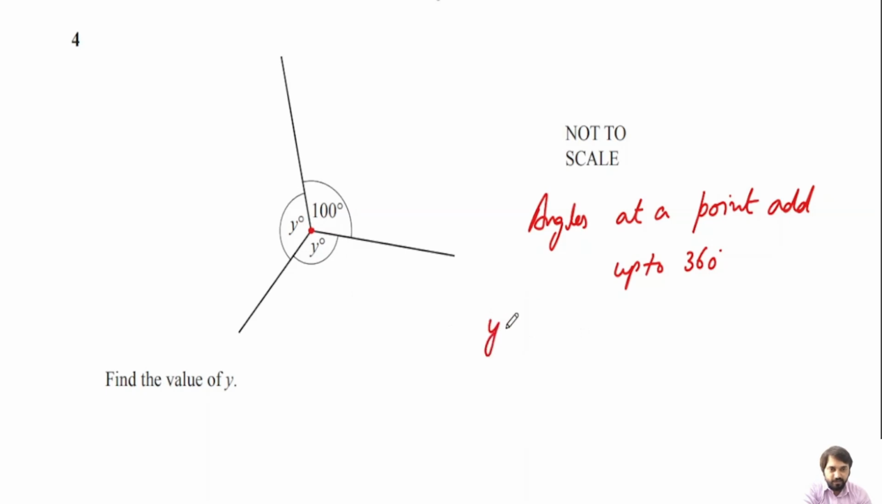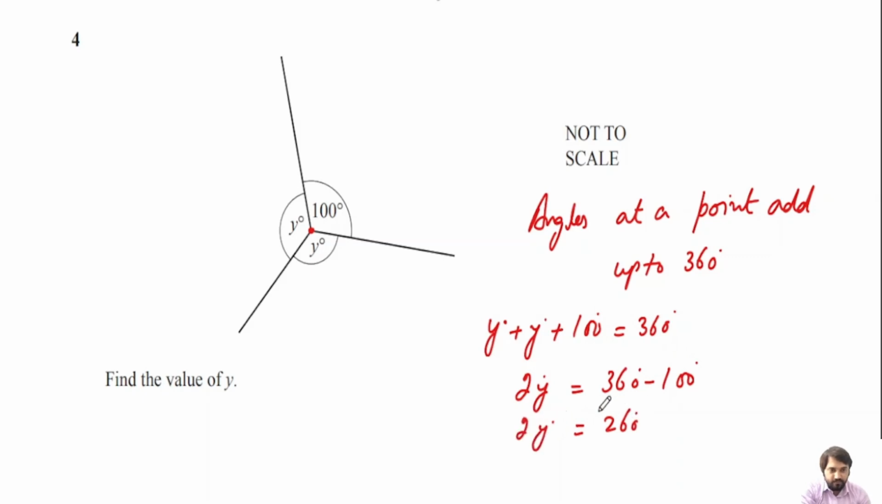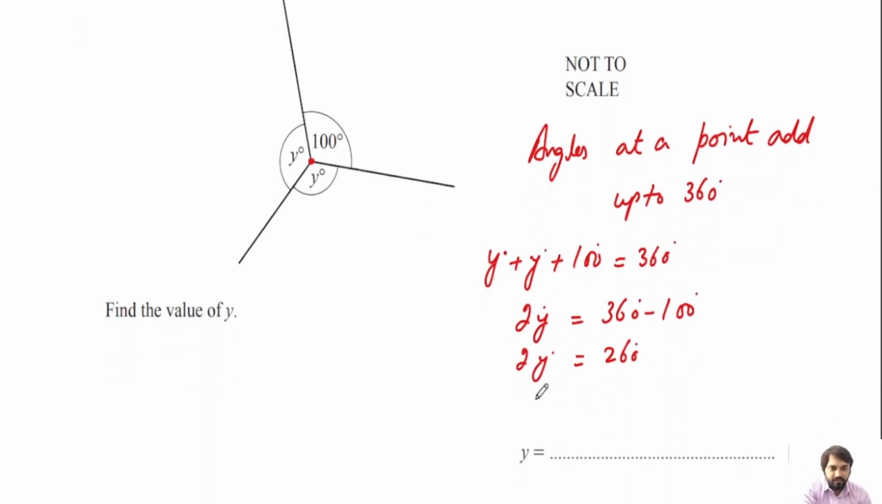So that will be y degrees plus y plus 100. That's going to be 360. 2y degrees, of course, is equal to 360 degrees minus 100 degrees. This will be 260 degrees. After that, we have y is equal to 260 degrees divided by 2. So we have the value of y. y is equal to 130 degrees.